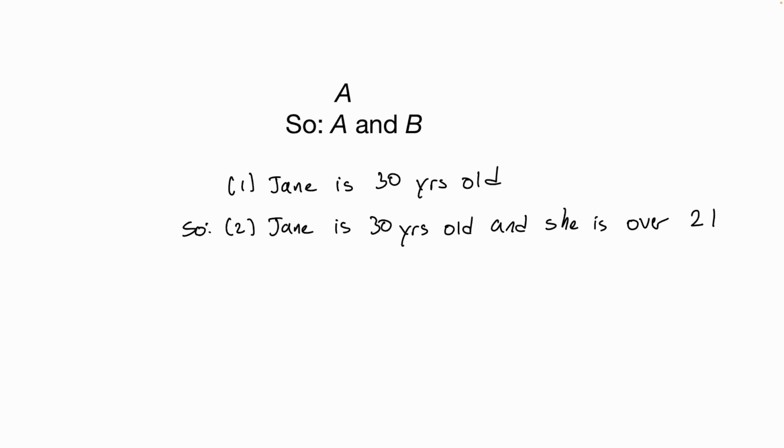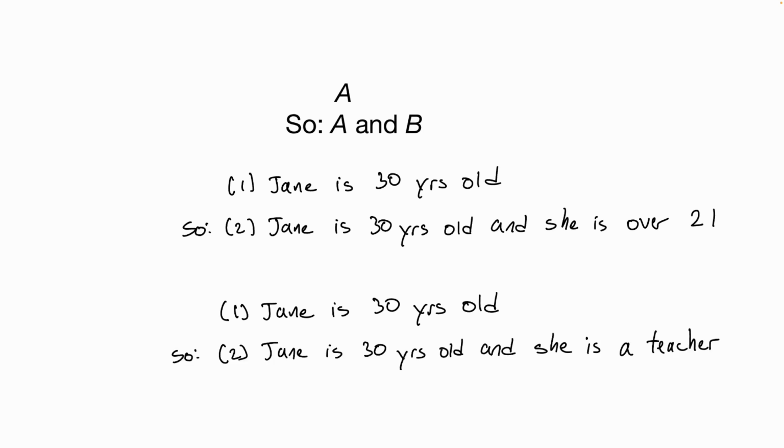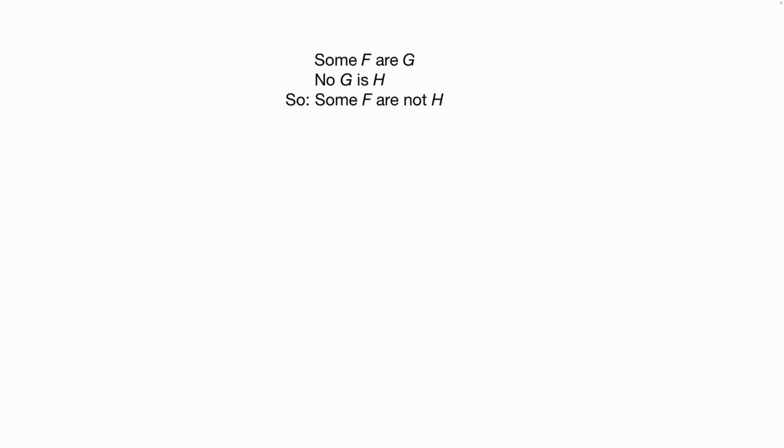The problem with the form of reasoning A, so A and B, the issue that prevents us from regarding it as a valid form of reasoning, is that some of its instances are not valid. For example, "Jane is 30 years old, so Jane is 30 years old and she is a teacher." This is obviously not a valid inference, since being a teacher is not a necessary consequence of being 30 years old. Because not all of the inferences that fit this pattern are valid, we don't consider it a valid form of reasoning.